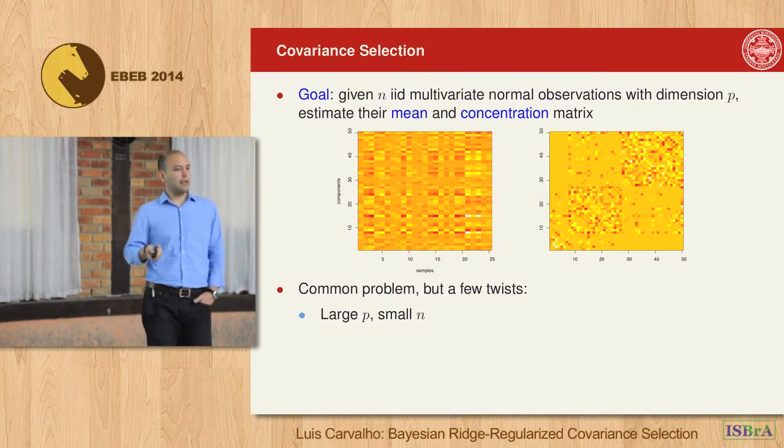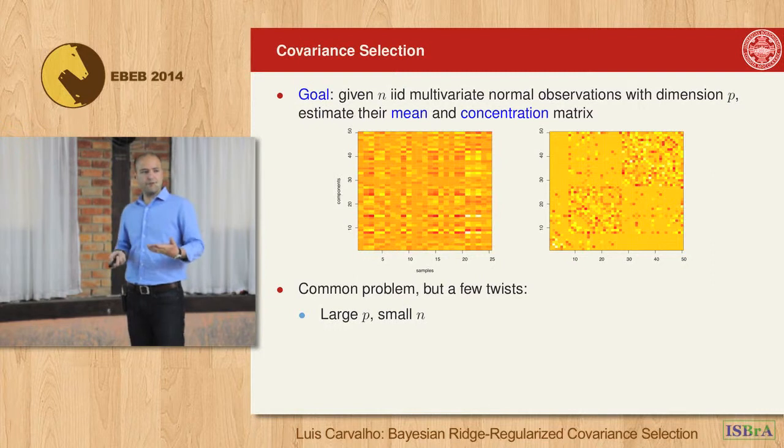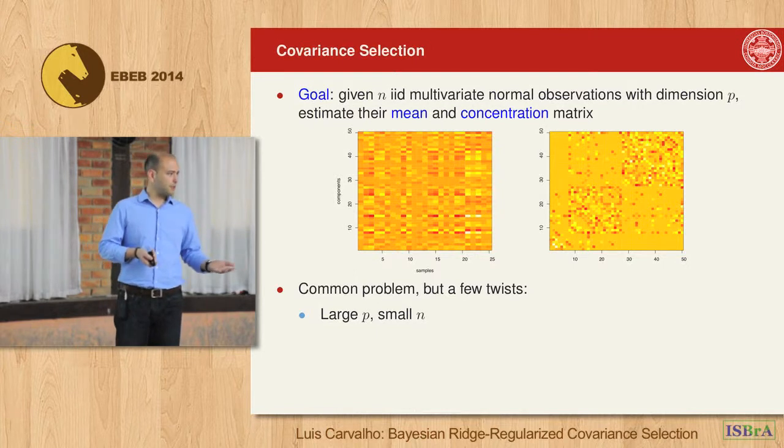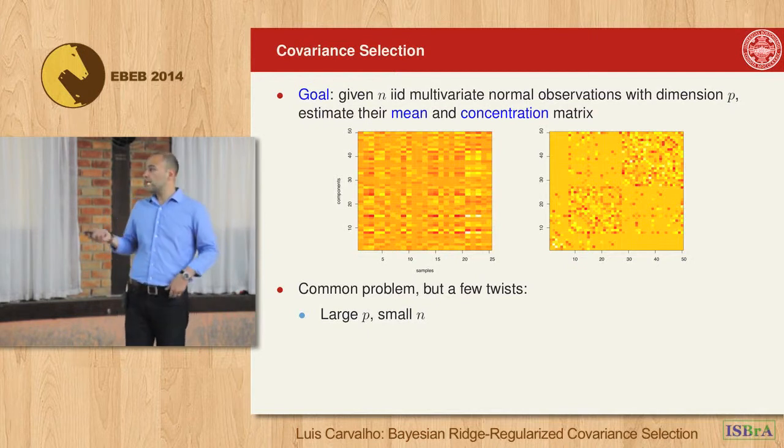So what should you do? If you just try the naive sample covariance estimate, you know that it's going to be singular, rank deficient, because you're only using n observations. The rank of the matrix is at most n, but you want to estimate a larger matrix. So this is not possible.